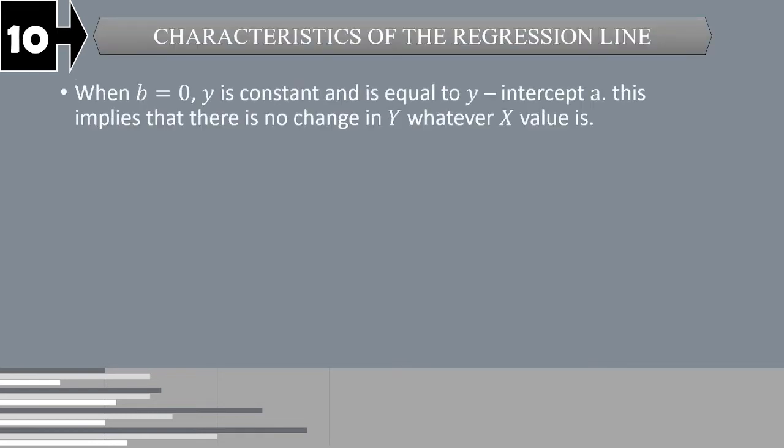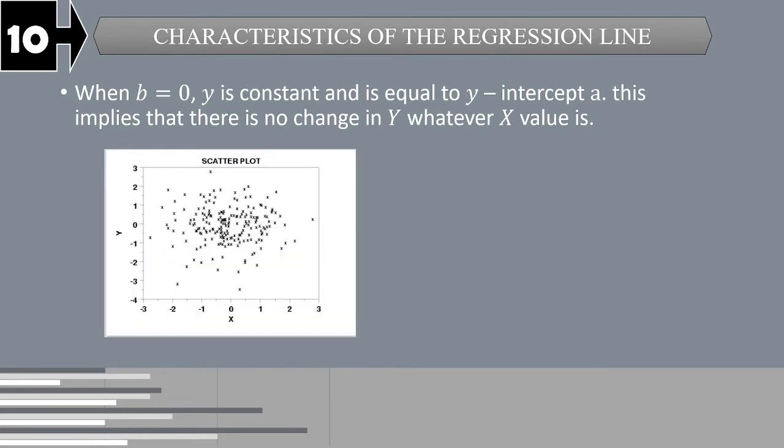Next. When b is equal to 0, y is constant and is equal to the y intercept a. This implies that there is no change in y whatever the x value is, which means that there is no relationship for this characteristic of the regression line. Now, let's have an example.